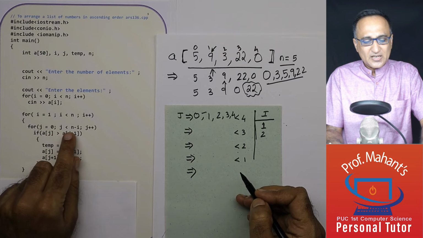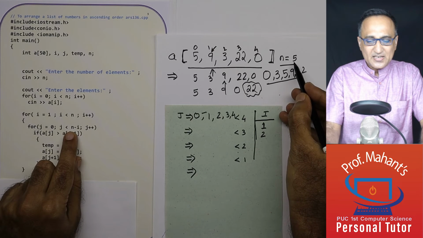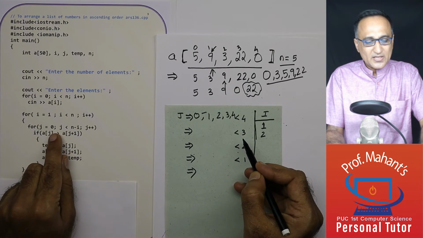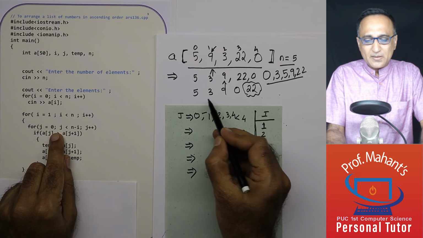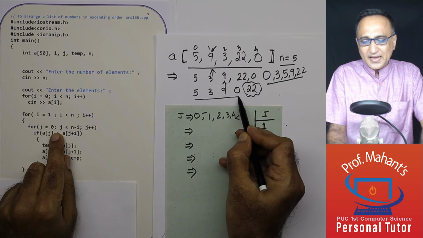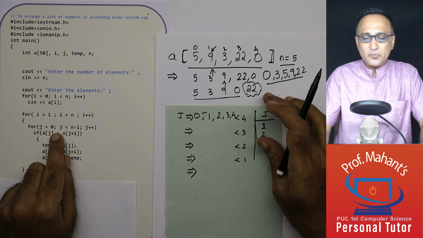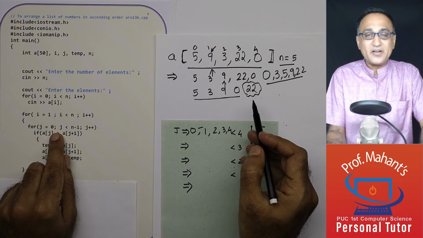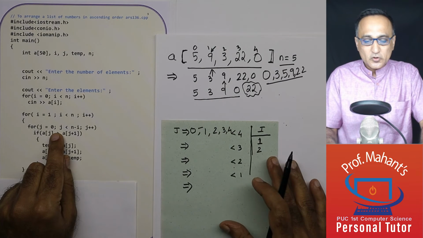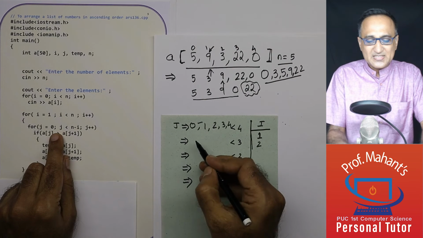Now j is less than n minus i. n is 5, 5 minus 2 is 3. So this time, j should only look at the numbers 5, 9, 3 and 0, because it has already put 22 in its place. No point in trying to do it with 22. So let's see what we are doing now. j is 0.